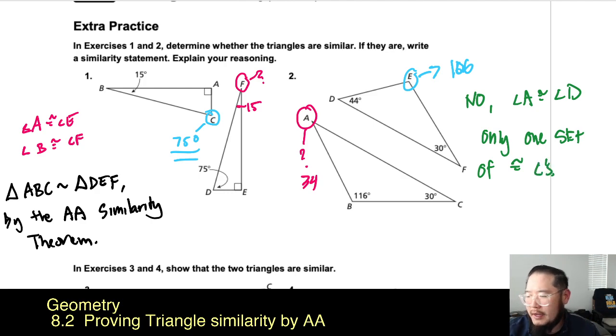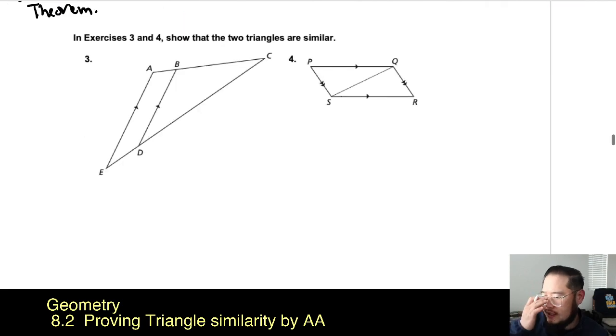Okay, let's take a look next at number 3. We want to show that the two triangles are similar. So how can we do this right here? All right, now if you look carefully, we have ourselves two triangles. So first off, let's spot the two triangles.